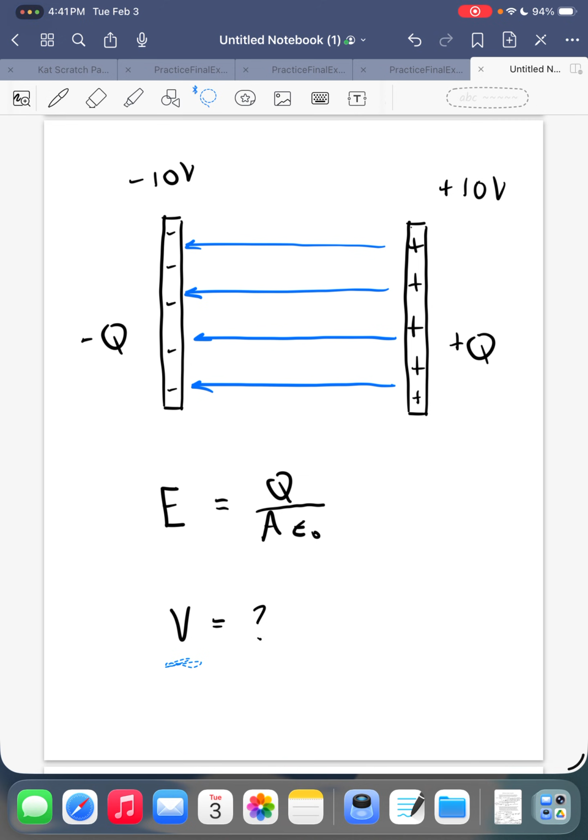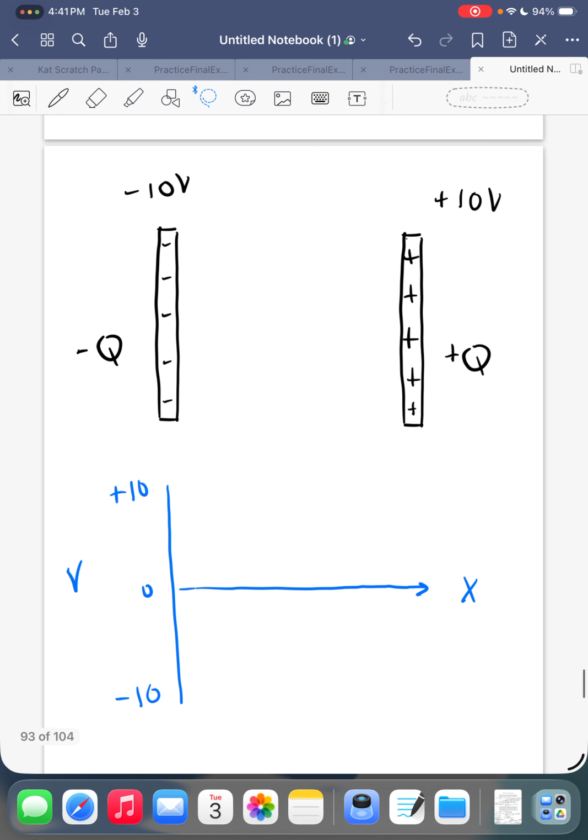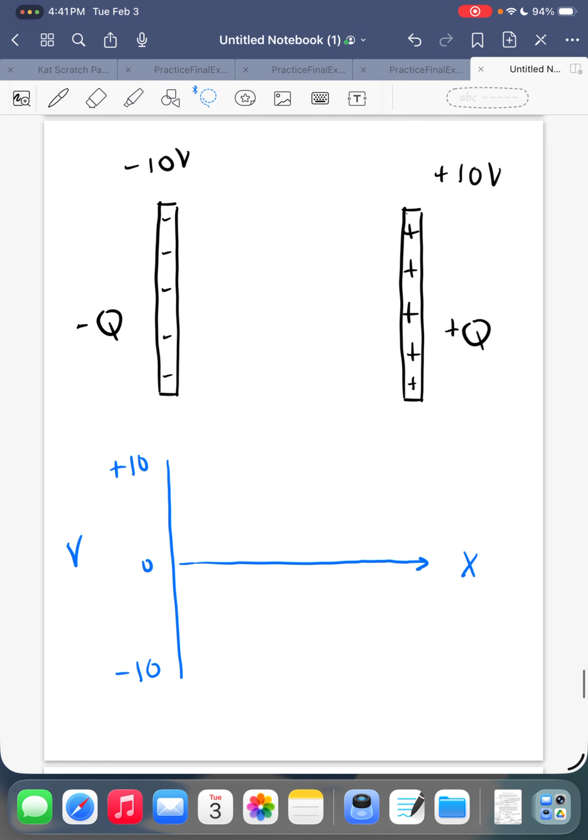Well, think about it. The potential here is plus 10 volts. The potential here is minus 10 volts. So that alone should tell you that the potential is not going to be constant between the two plates. So let's take a look at it. Now we're going to plot it.